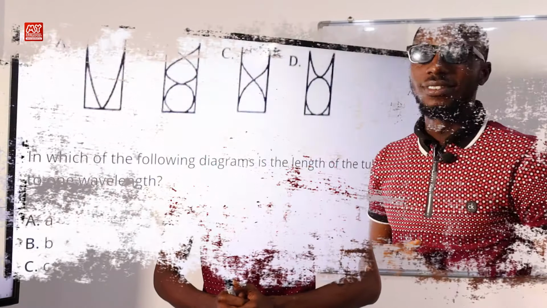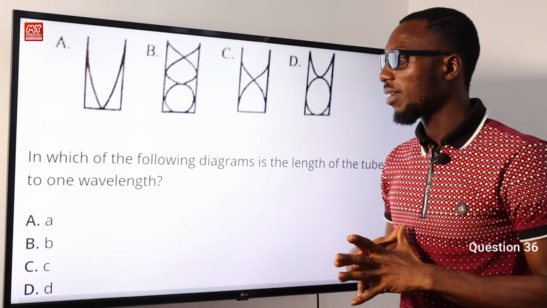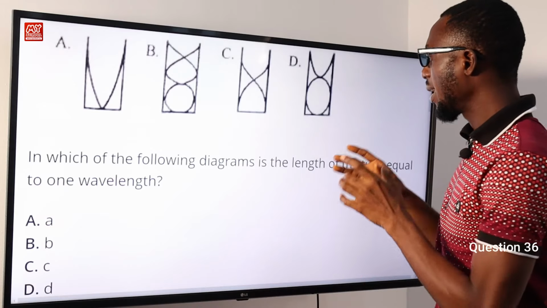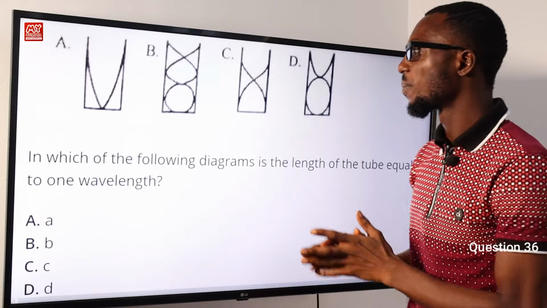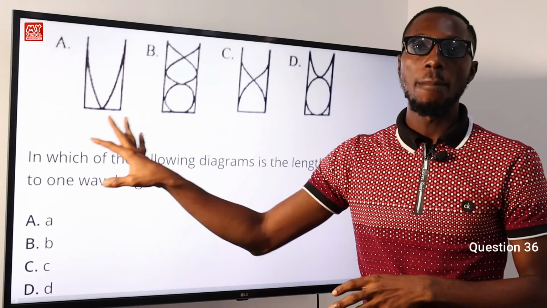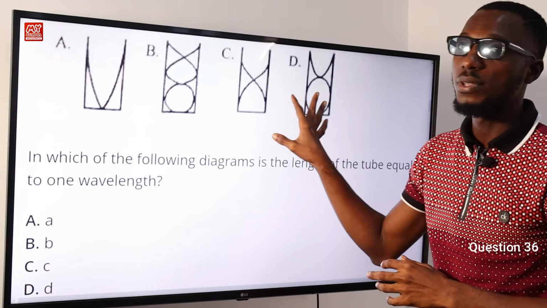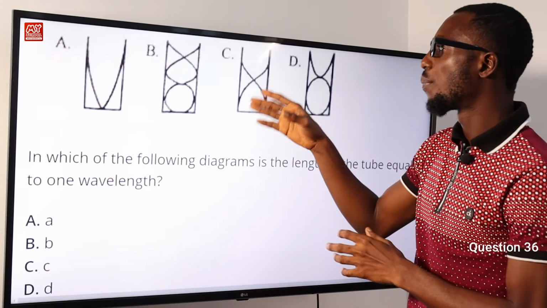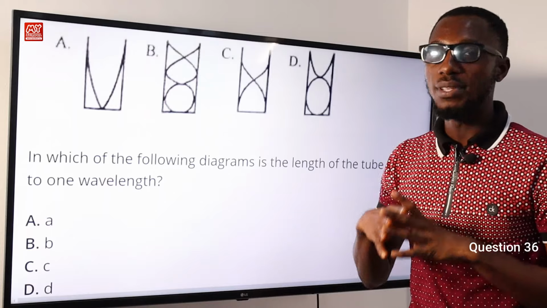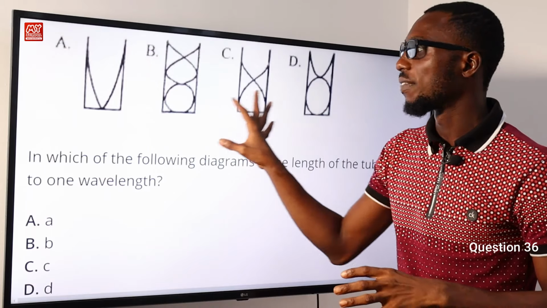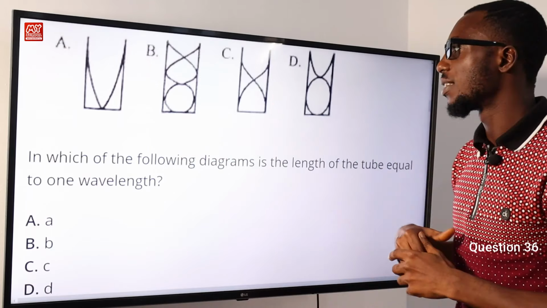Question 36. In which of the following diagrams is the length of the tube equal to 1 wavelength? So this is definitely an open pipe, and this is definitely a closed pipe rather. In an open pipe, both ends of the tube are open. In a closed pipe, one of the ends is closed.